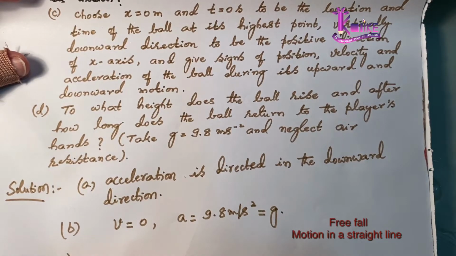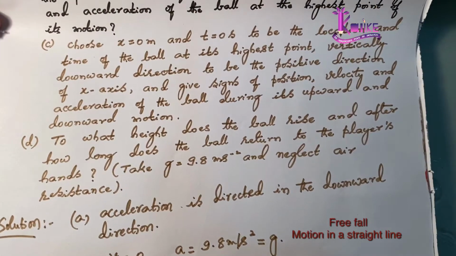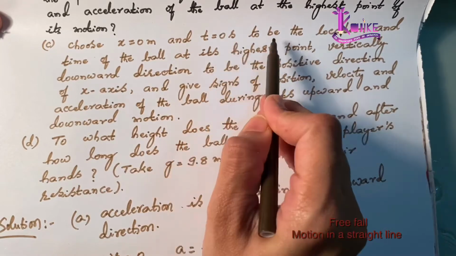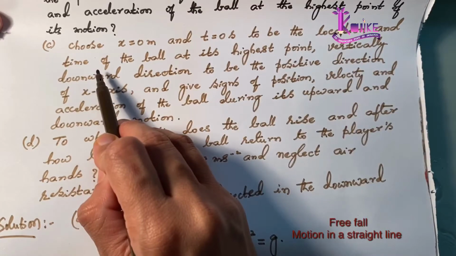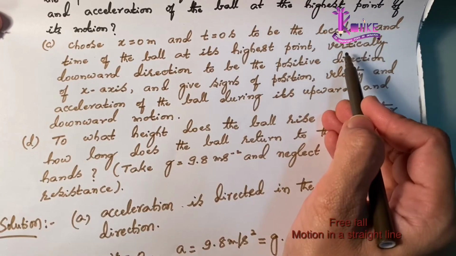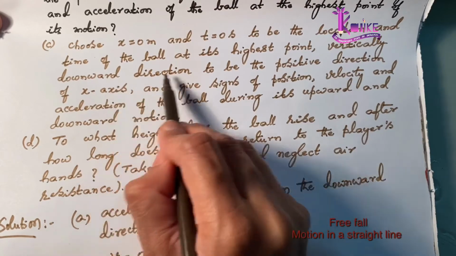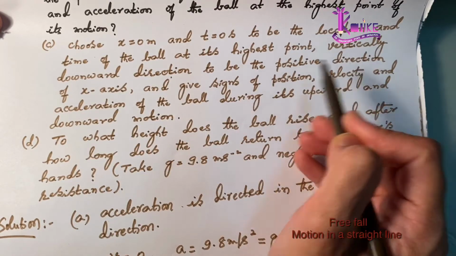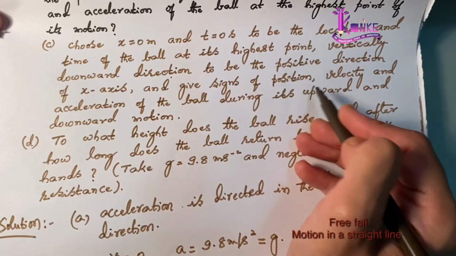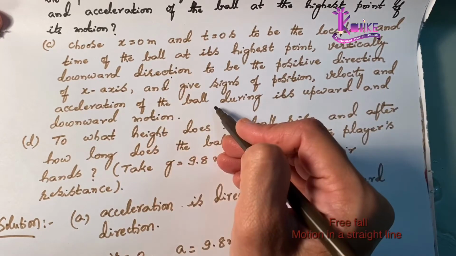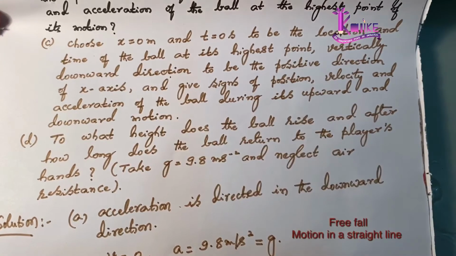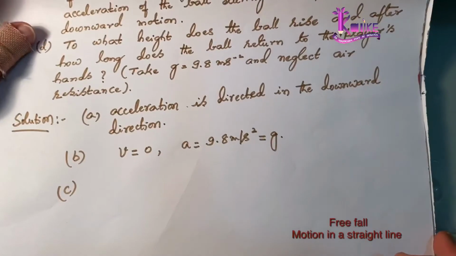Now let's answer the third question. Choose x equal to 0 and t equal to 0 to be the location and time of the ball at its highest point. Take the vertically downward direction to be the positive direction of the x axis, and give signs of position, velocity and acceleration of the ball during its upward and downward motion. Okay, so this is pretty simple.